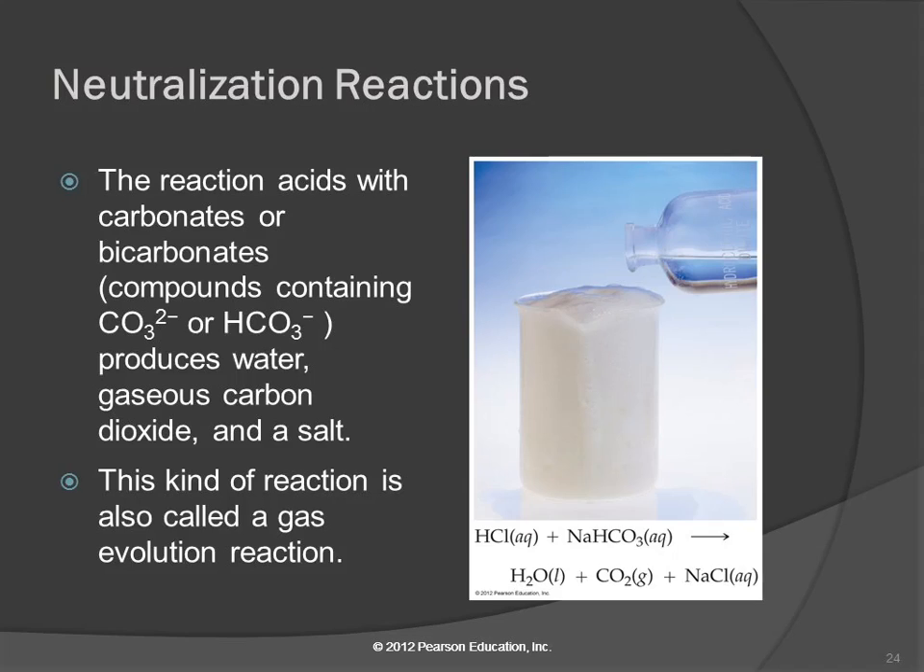Here's an example of a reaction with carbonates. If you have carbonates or bicarbonates, you recognize these because they'll have the carbonate ion or the hydrogen carbonate ion, the bicarbonate ion. When these react with acid, they produce water, gaseous carbon dioxide, and a salt. So they're going to be a little bit different because we've got salt, an ionic compound, and water, but we also have carbon dioxide. And this kind of reaction also falls into the category of a gas evolution reaction because it gives off a gas.